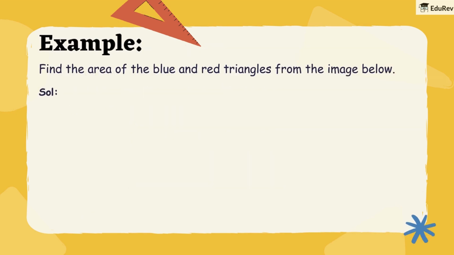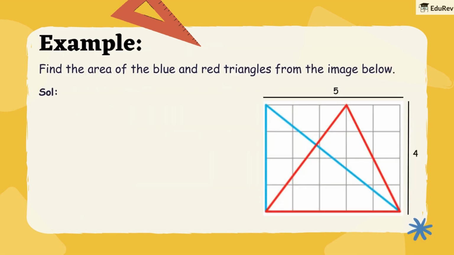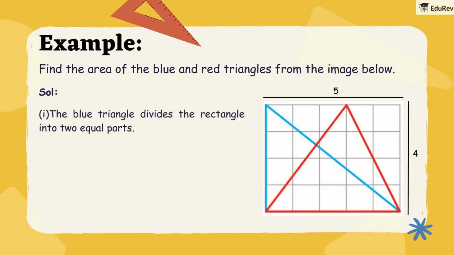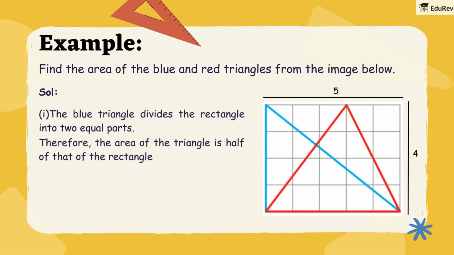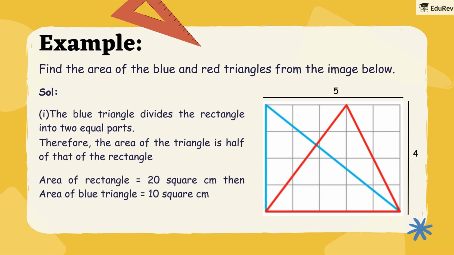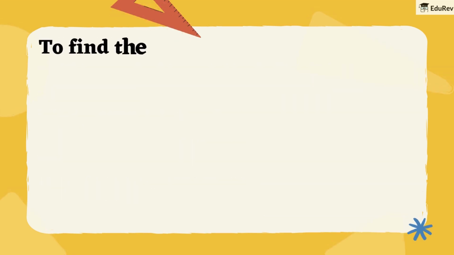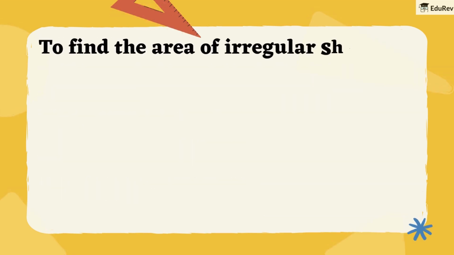Now, let's find the area of some triangles from an image. For the blue triangle, it divides the rectangle into 2 equal parts. Therefore, the area of the triangle is half of that of the rectangle. If the area of the rectangle is 20 square centimeter, then the area of the blue triangle is 10 square centimeter.